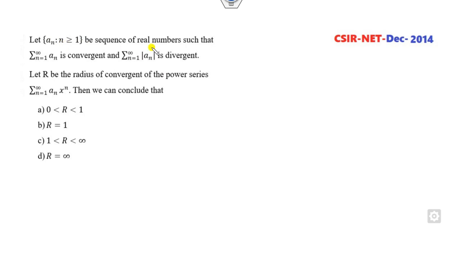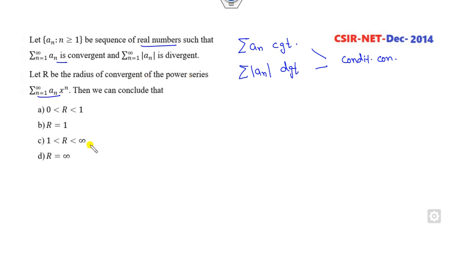Okay, if an is a sequence of real numbers such that this series is convergent but this one is divergent, what is the meaning of that? That's conditional convergence. Fine. R is the radius of convergence of this series, then you have to find it. Very simple.